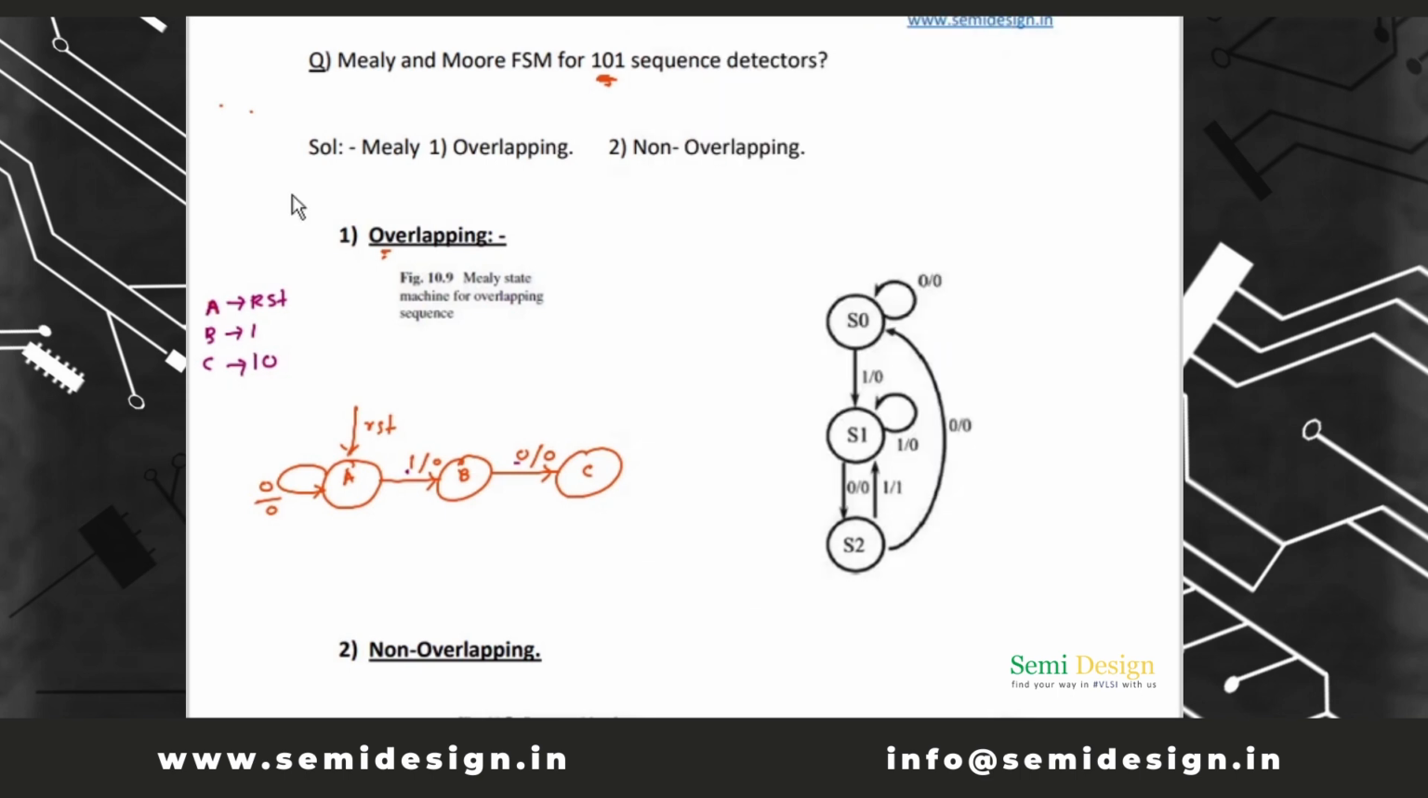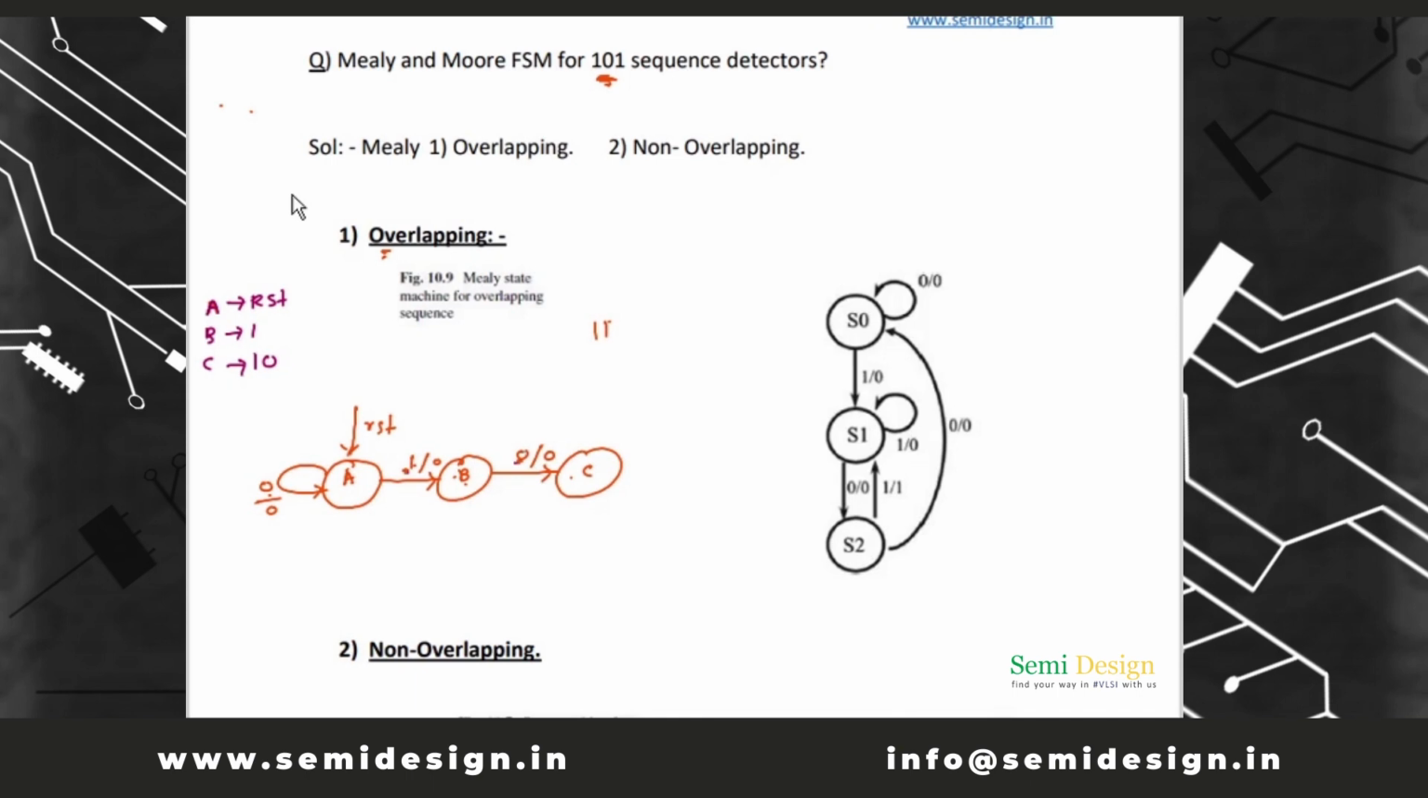Now at A state, if 0 is here, it will remain in A state. 1 is here, so it is going to B state. Now at B state, 0 is here, so it is going to C state. What happens if 1 is there? For that, take this 1, and next is 0. Take 1 opposite of that. Let me repeat, this 1 and 0 is here, so take 1 opposite of this.